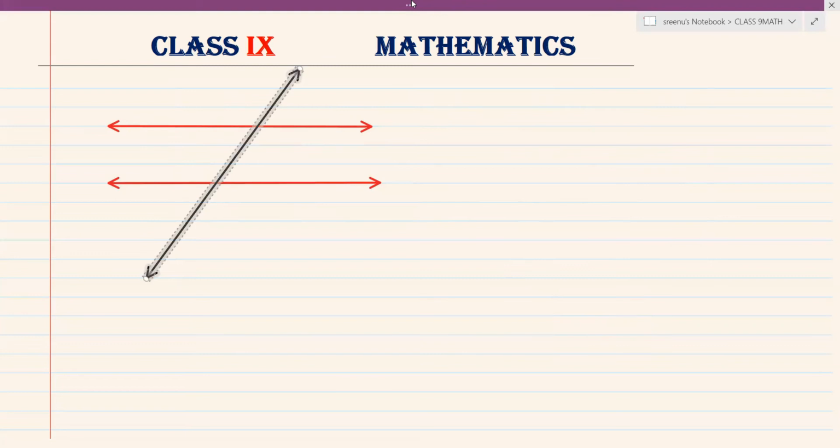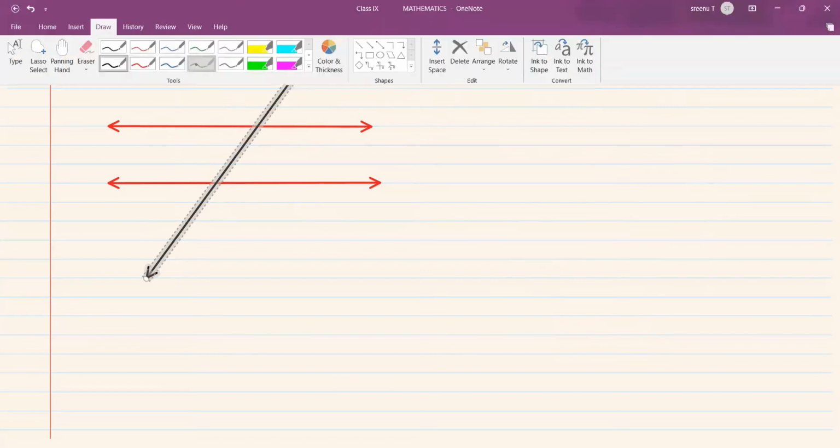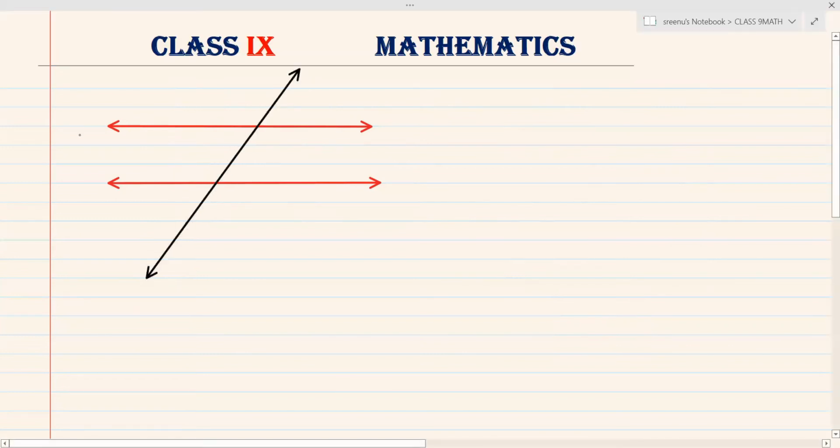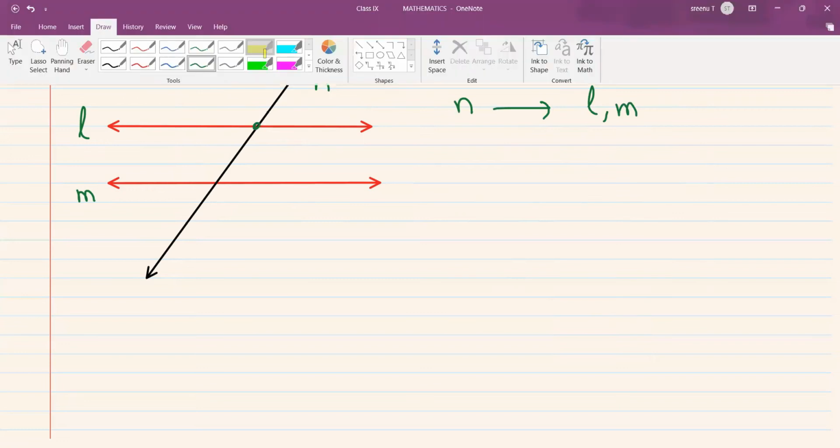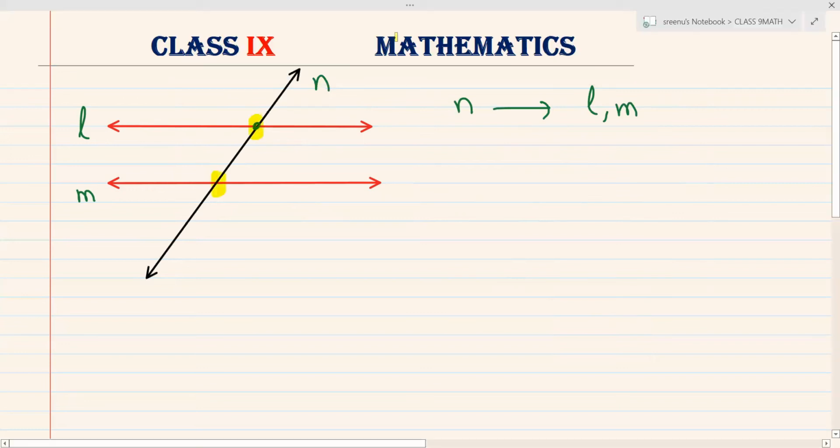So here I have drawn a diagram. From this diagram, I will name the first line L, this is M, and this is N. This N intersects L and M at two different points, not at the same point. Here I'm marking with yellow color.